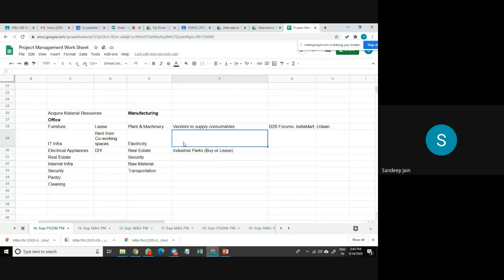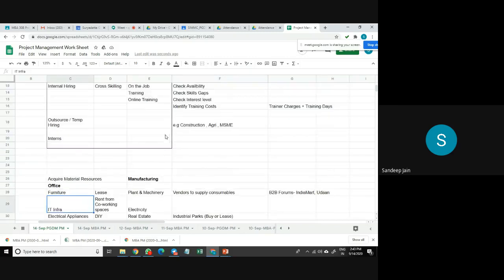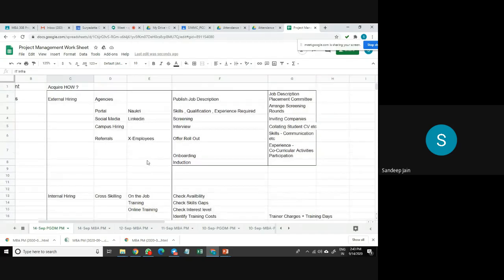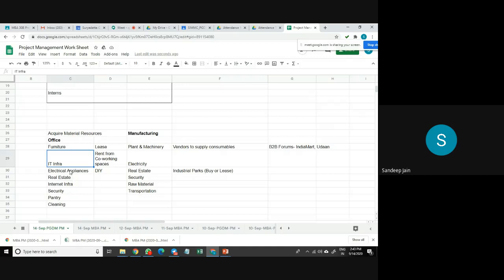Electricity is so necessary, permissions would have to be taken. And so you understood. For each of these, for men and material, there are actions, or milestones, that you need to do. Milestones would be external hiring, internal hiring, and in the case of office, these are the milestones.